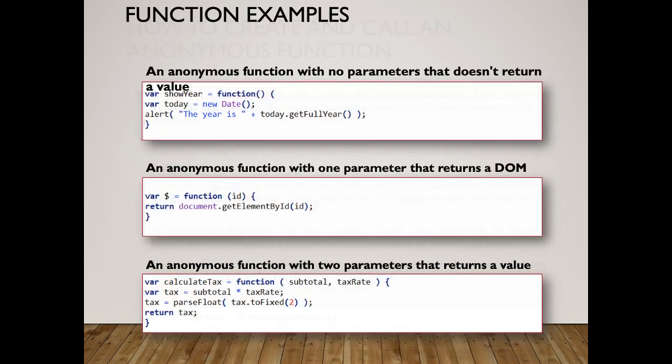So, some examples. An anonymous function with no parameters: as you know, you don't have any parameters inside the parentheses. You can execute whatever code you want, and then as soon as this function is done, those variables don't exist anymore. As well as an anonymous function with one parameter: you can give it an ID, and it will return that element from the DOM. And then lastly, an anonymous function with two parameters that returns a value. In this case, it accepts a subtotal and tax rate, multiplies them, parseFloats it because it converts it to a string with two decimal values, and then just returns that.